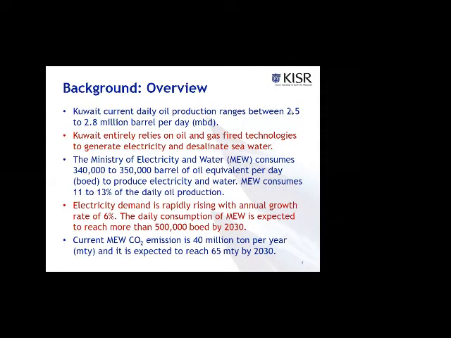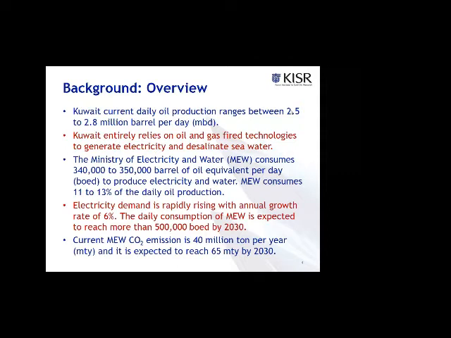The Ministry of Electricity and Water, MEW, consumes between 340,000 and 350,000 barrels of oil equivalent per day, and that's a large number, to produce this electricity and water. And this is something to remember the next time we turn lights on and wash our cars. We need to think about that, really, because we're burning oil to produce these commodities, and we really need to think about it and try to be wise. And this is equivalent to 11 to 13% of daily oil production.